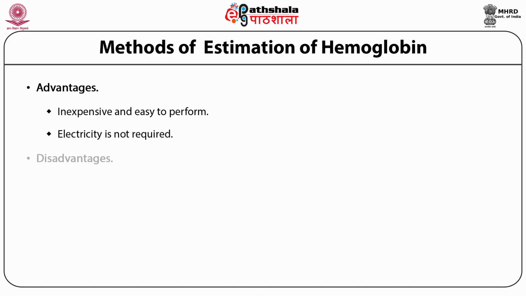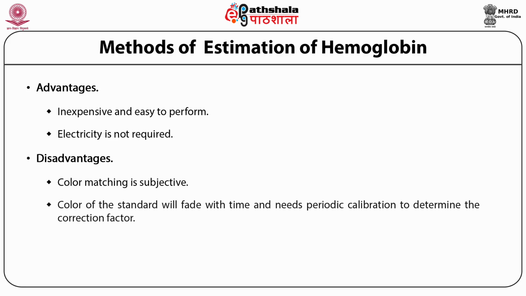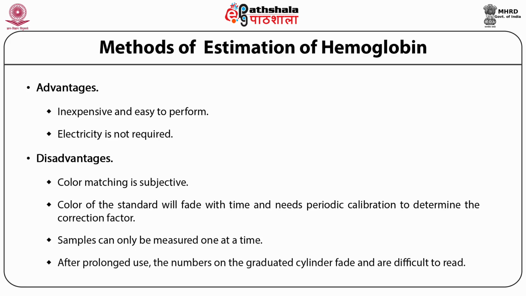However, the disadvantages of this method are that the color matching is subjective. The color of the standard will fade with time and needs periodic calibration to determine the correction factor. The samples can only be measured one at a time, and after prolonged use, the numbers on the graduated cylinder fade and are difficult to read.